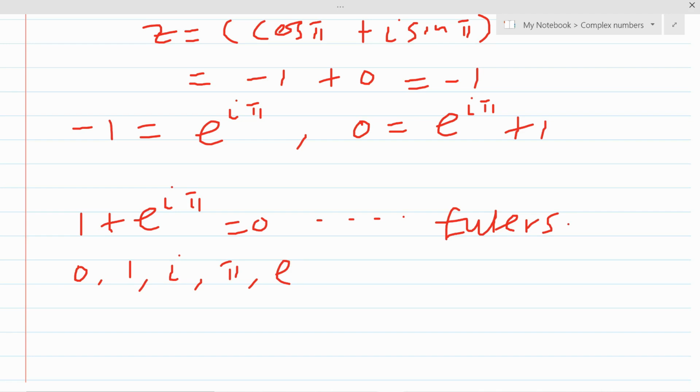For example, i is equal to the square root of negative 1. Pi is equal to 180 in terms of angles. And e is equal to 2 point something. So that is why I'm saying that mathematicians are really interested in this equation, Euler's equation.